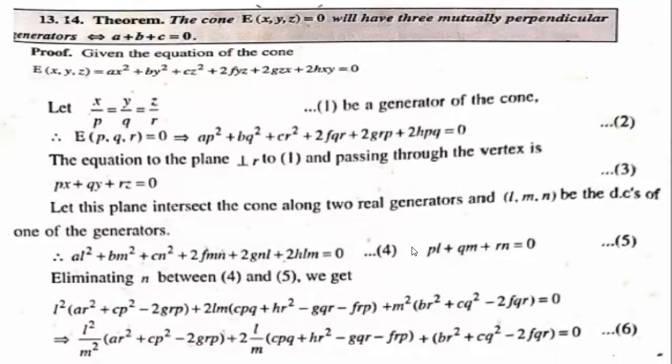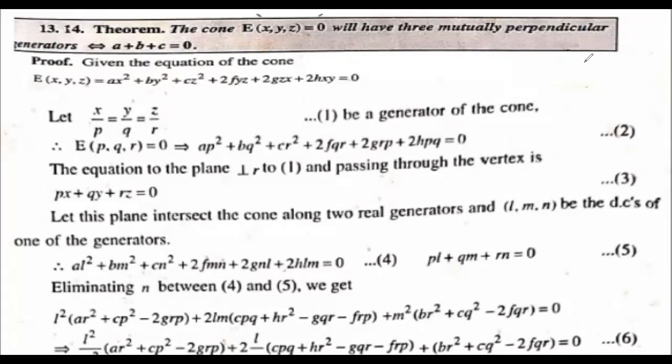Now, E of x, y, z equal to 0 will have 3 mutually perpendicular generators if and only if a plus b plus c equal to 0. The given equation of the cone is E of x, y, z equal to ax square plus by square plus cz square plus 2f yz plus 2g zx plus 2h xy equal to 0. So let us say the cone is going to have 3 mutually perpendicular generators.